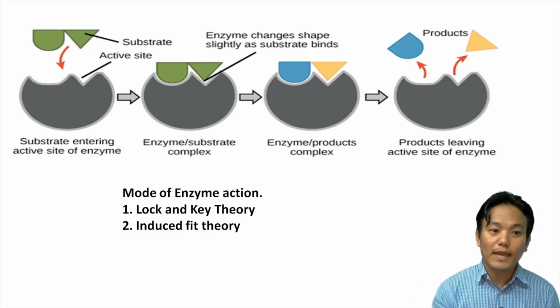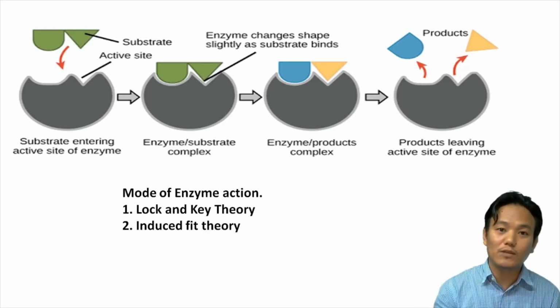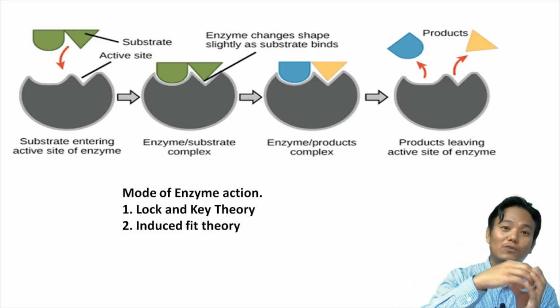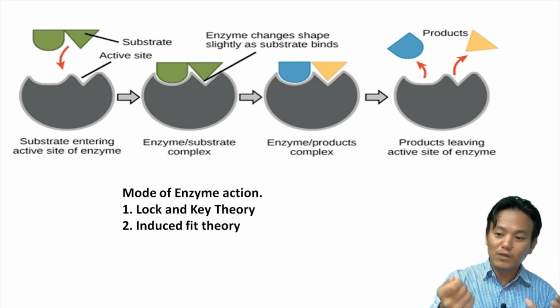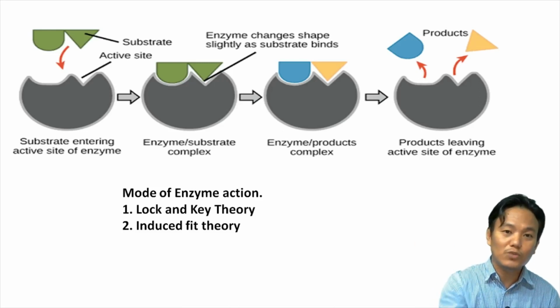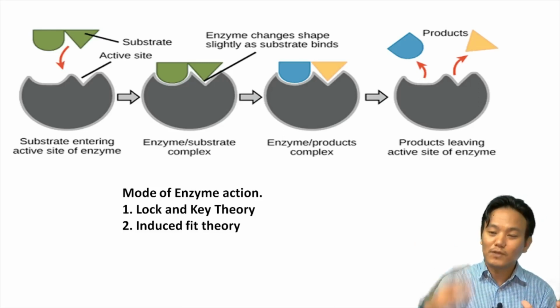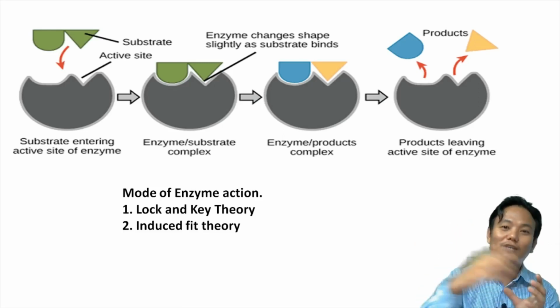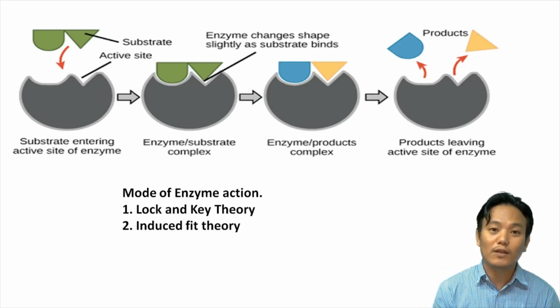So enzymes have specific substrates, because the shape of the substrate and the shape of the active site fit exactly. That specificity is a very important characteristic of enzymes.